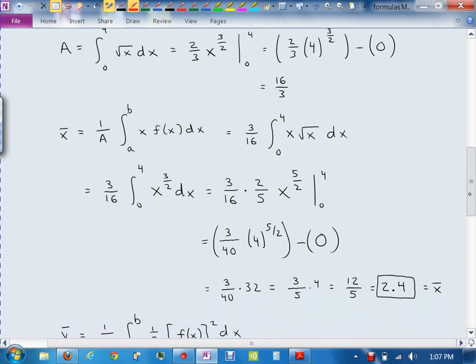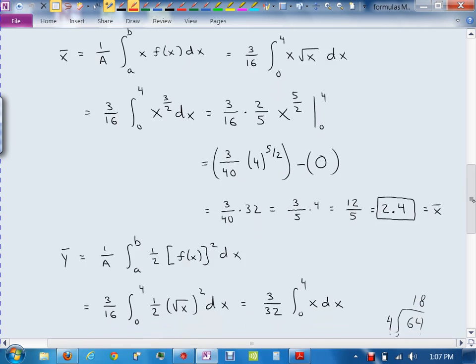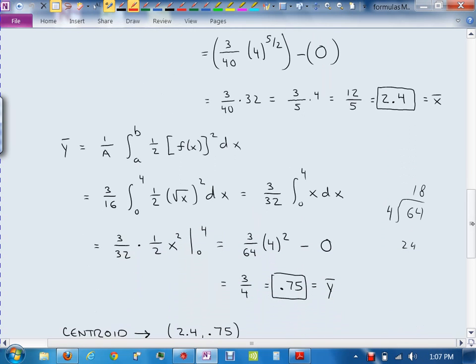And what I get here, once I do that, is 2.4. So that's my x bar. Then to do y bar, that gives me the y coordinate. What I need to do is 1 over A again, integral from 0 to 4, but this time it's half of the function squared. And my function is square root of x, so again, I go through all this and I get an answer, and it's 0.75.